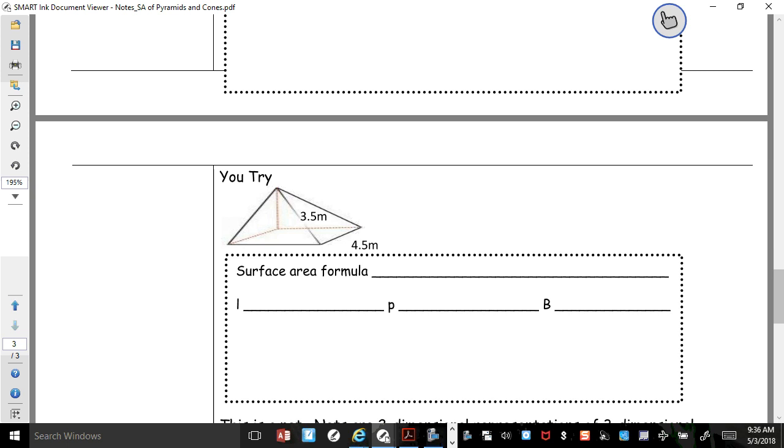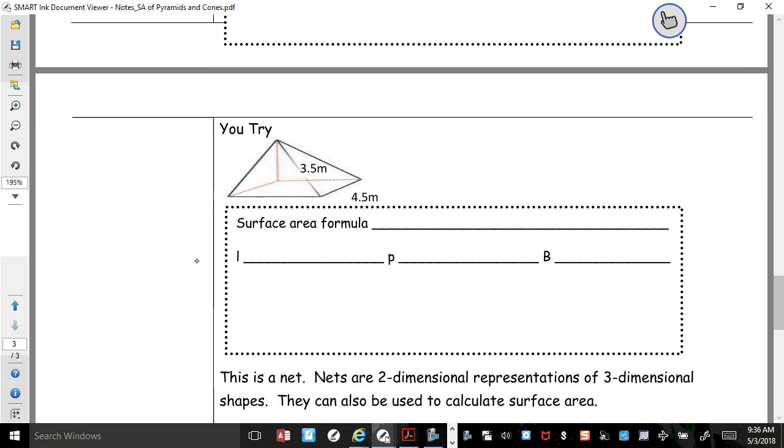L is the slant. Yeah, that's the 3.5, for the square pyramid. Why do they have 20 meters down there? It should be data.